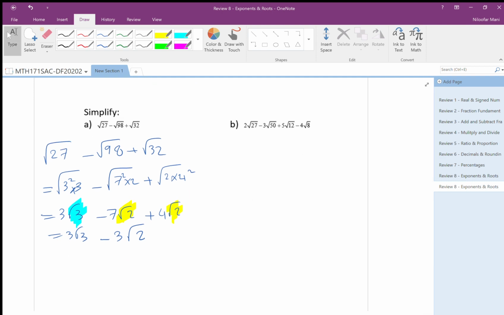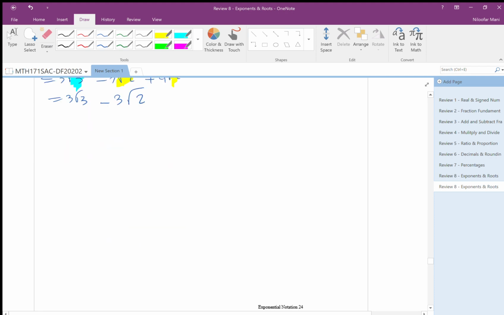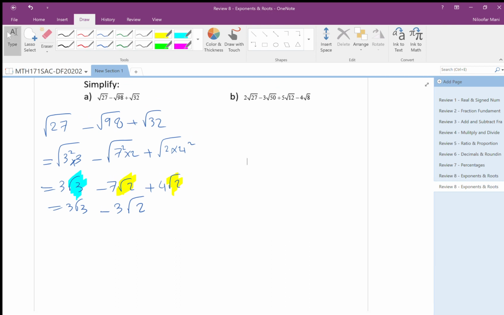So how about this one? You can work on different questions. One of them is this. And then we go to multiplication. So here I can write this one here.